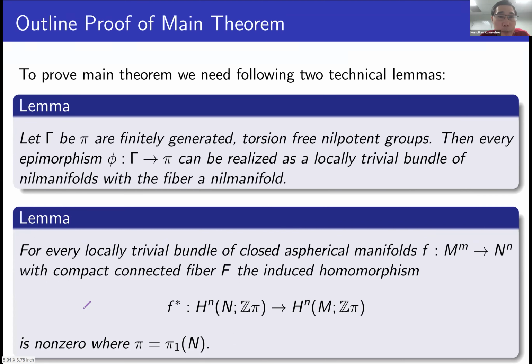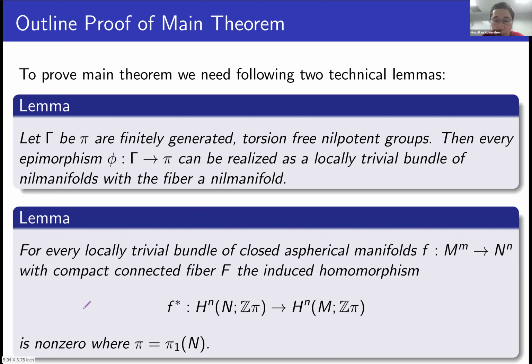For the first part, we need the following technical lemma: if we have finitely generated torsion-free nilpotent groups and an epimorphism between them, we can realize it as a locally trivial bundle of nilmanifolds, with the fiber being a nilmanifold. This lemma might be trivial for experts, but I couldn't find it in the references. I could find one saying that a nilmanifold can be realized as an iterated principal circle bundle over a circle, by Igor Belegradek. And I know that a torus bundle over a nilmanifold is a nilmanifold again. But for this lemma, we have to prove it.